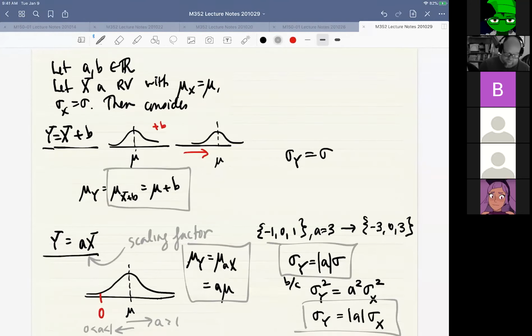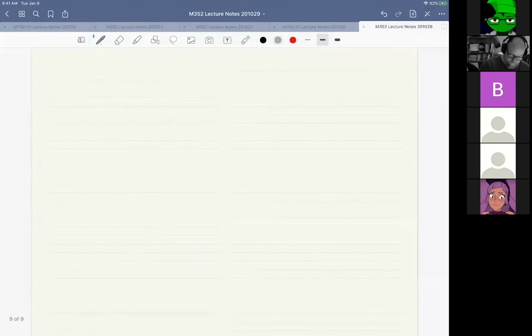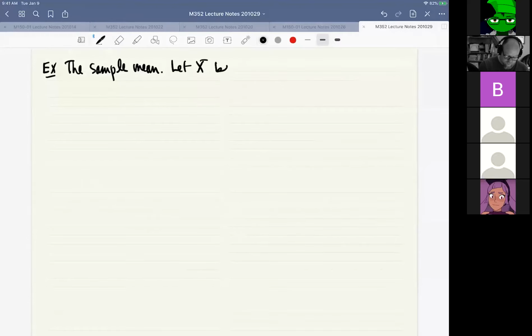So an important example of this is the sample mean. Okay, so let's let X be a random variable.